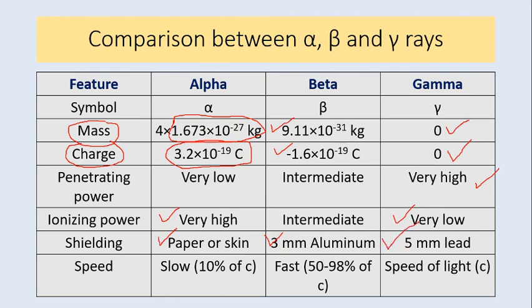And what is the traveling speed? Alpha particles have a comparatively slower traveling speed than the others, 10% of the speed of light in vacuum. Beta radiation is very fast, nearly close to the speed of light. It ranges from 50% to 98% of the velocity of light. Here c means the velocity of light. And gamma radiation is a kind of electromagnetic radiation, and it travels at the speed of light. So now you have a homework: compare the features between alpha, beta and gamma radiations.